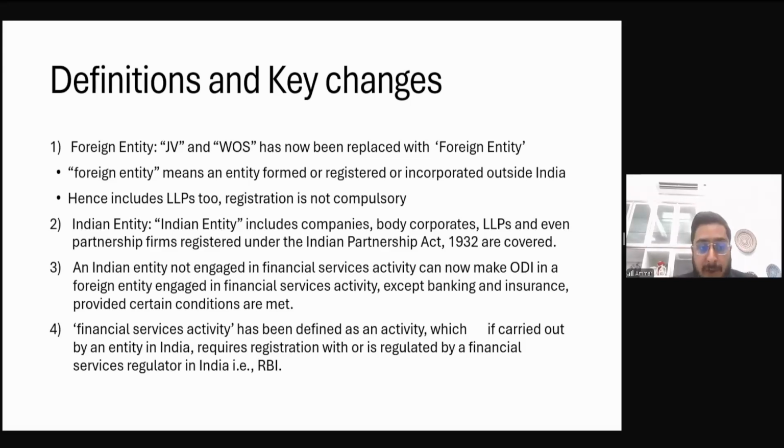Now, one major change: earlier, an Indian entity not engaged in financial service activity in India could not make an ODI in an entity engaged in financial service activity abroad. So now any Indian entity not engaged in financial service activity can make an ODI in a foreign entity engaged in financial service activity, except for banking and insurance, provided certain conditions are met. If you see what financial service activity is, except banking and insurance, there are a lot of wealth management services, so those also get covered over there.